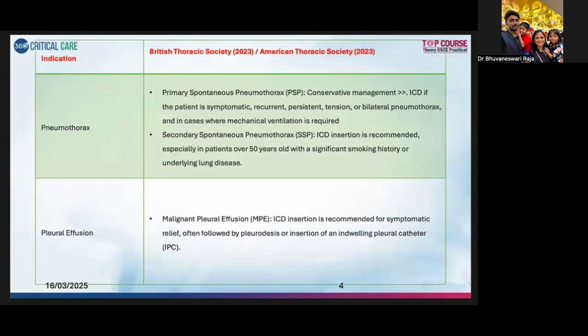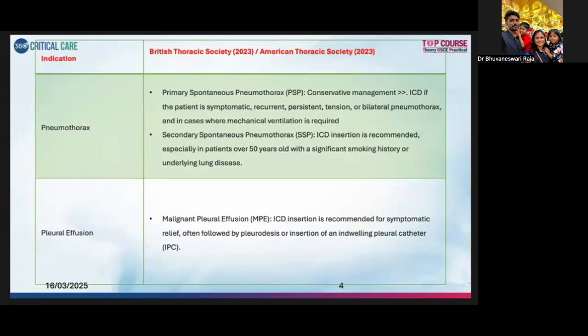If you see the guidelines, British Thoracic and American Thoracic guidelines, in cases of primary spontaneous pneumothorax, if the pneumothorax is small, then you can wait. If the patient is grossly symptomatic, or has a bilateral pneumothorax, or is on a mechanical ventilator requiring high PEEP and high pressure ventilation, then that is when you have to think of putting in an ICD. Otherwise, if the pneumothorax is small and the patient is not very symptomatic, then you can hold on the ICD.